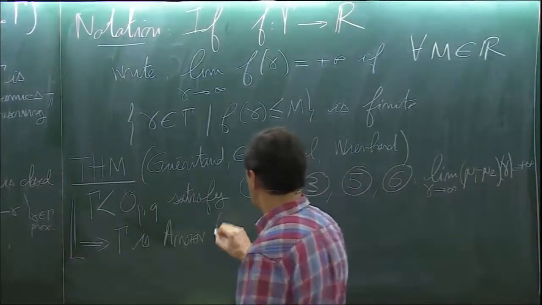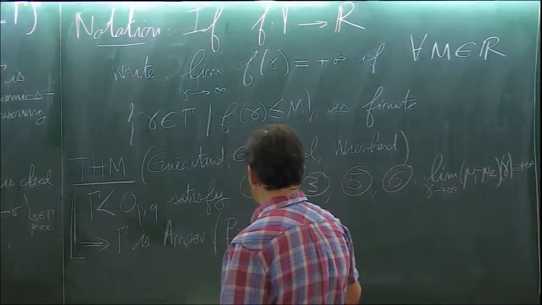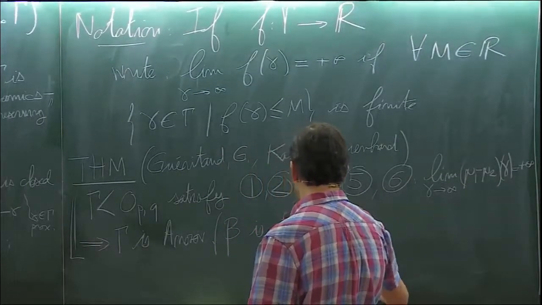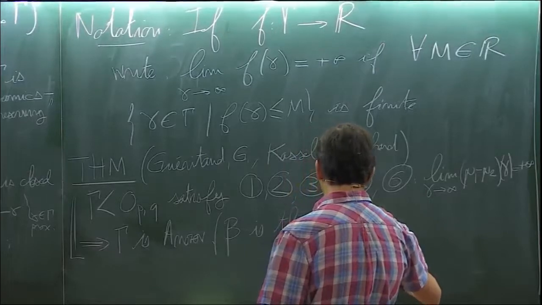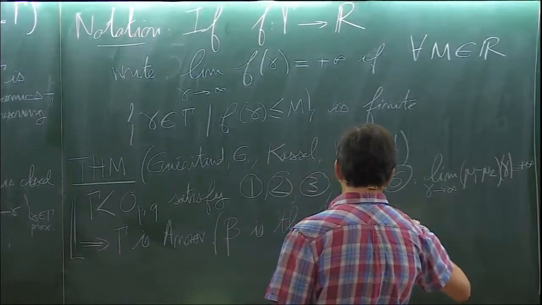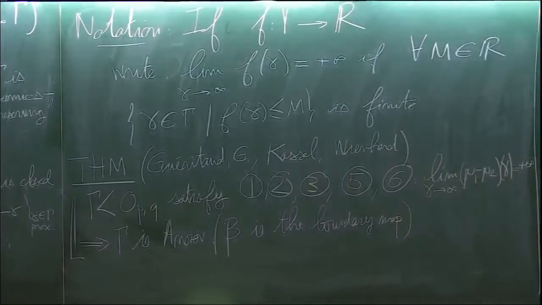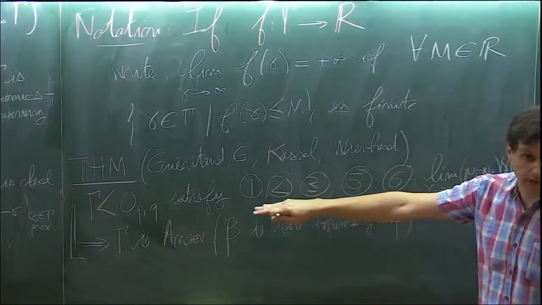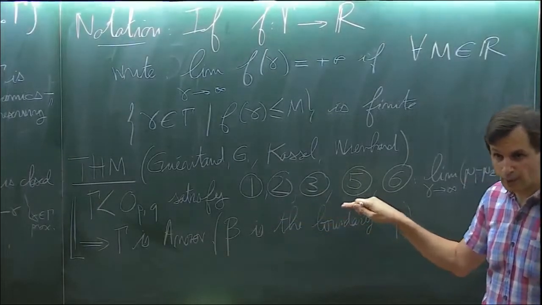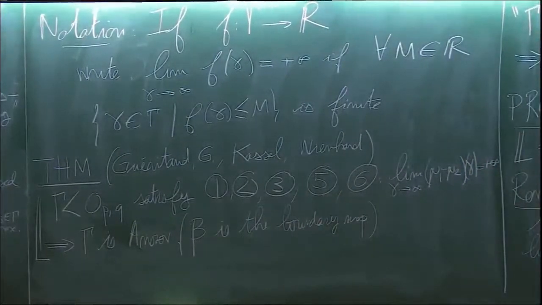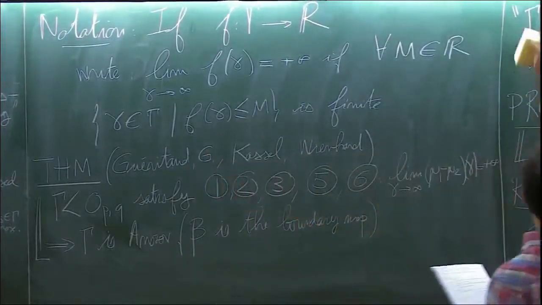And more precisely, beta is the boundary map. So the representation of the group comes with a map from the boundary of the group to the projective space, and there was no mistake here. The map we have is good.